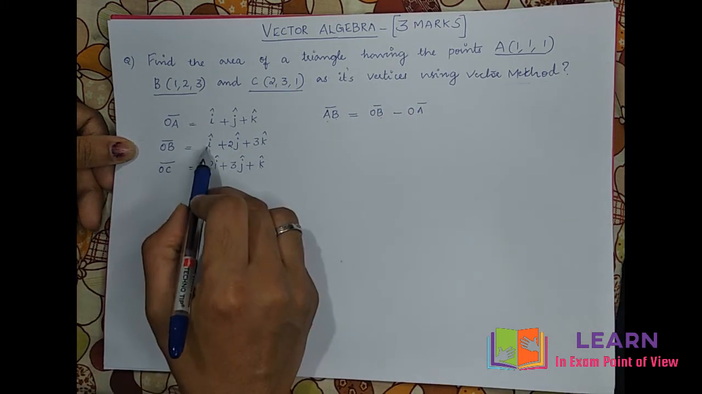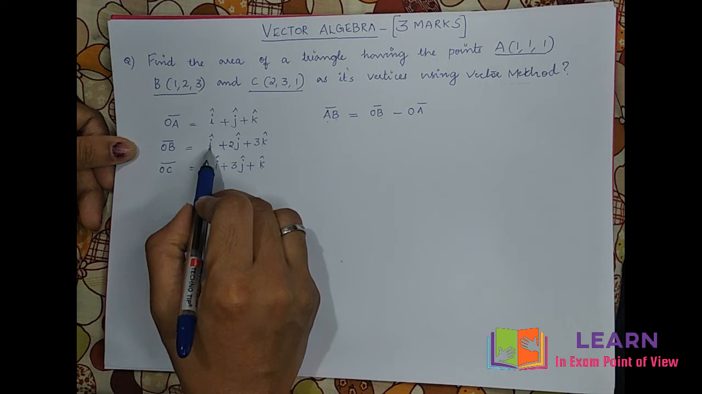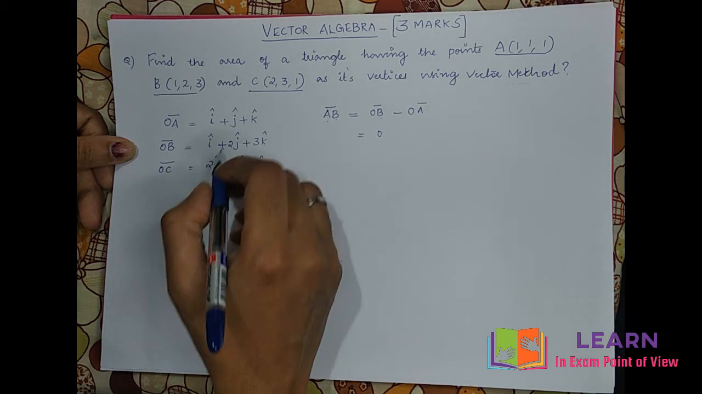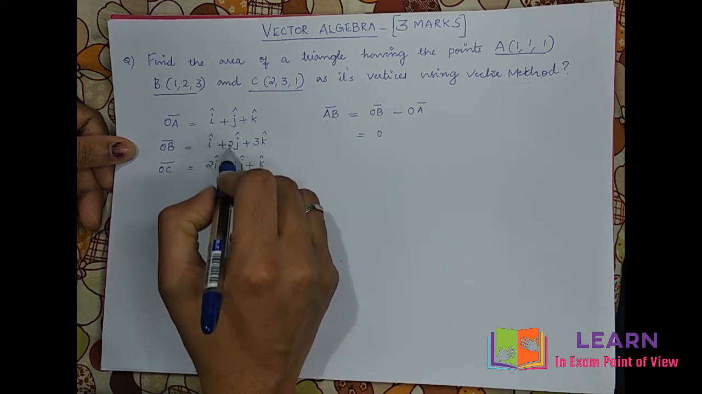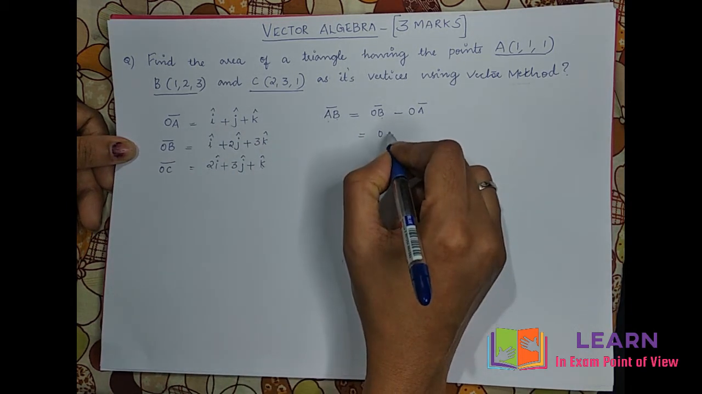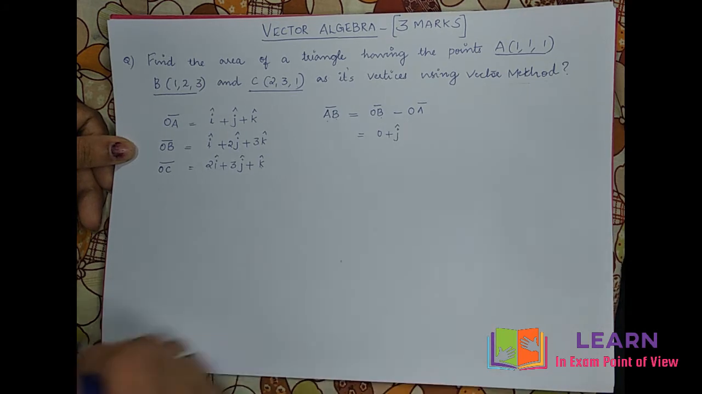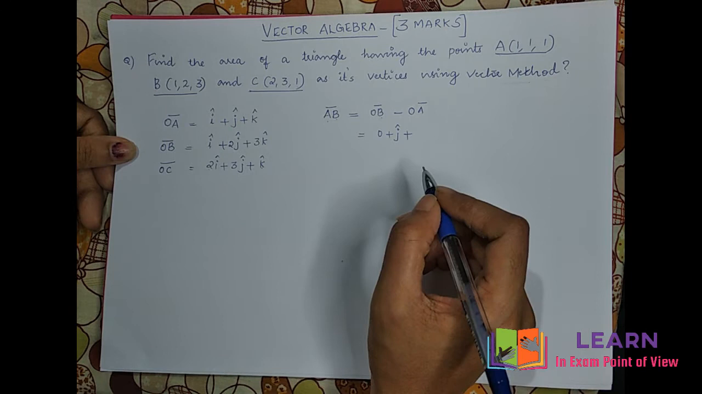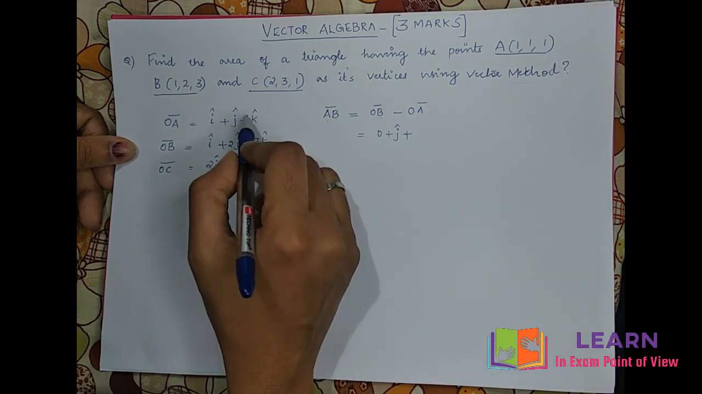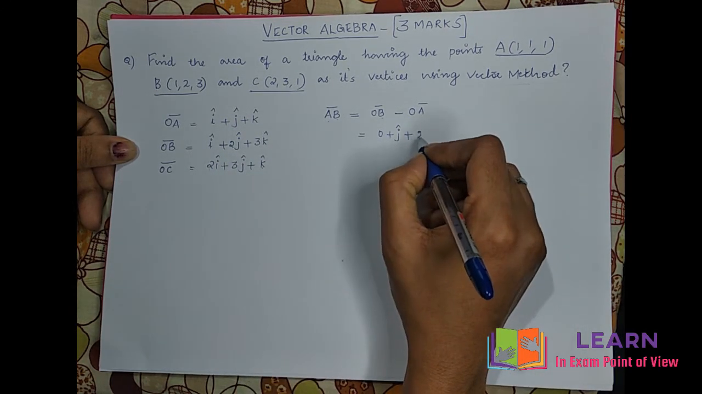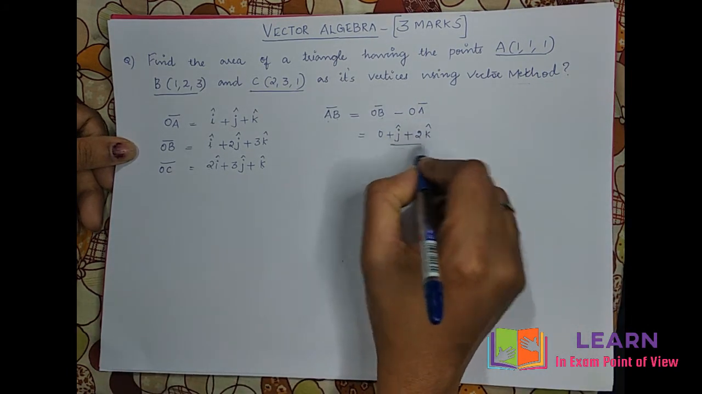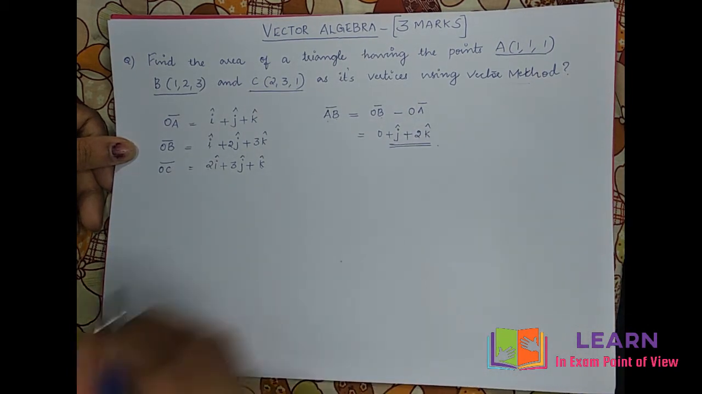So OB is what? I minus I, that is 0. 2 minus 1, that is plus J, 1J. Plus 3 minus 1, that is 2K. Okay, so this is the AB vector.